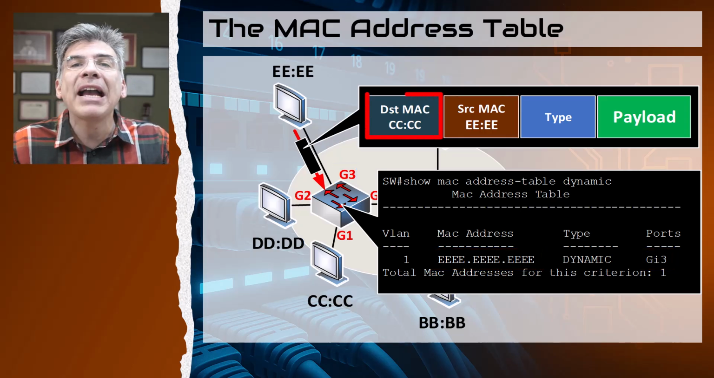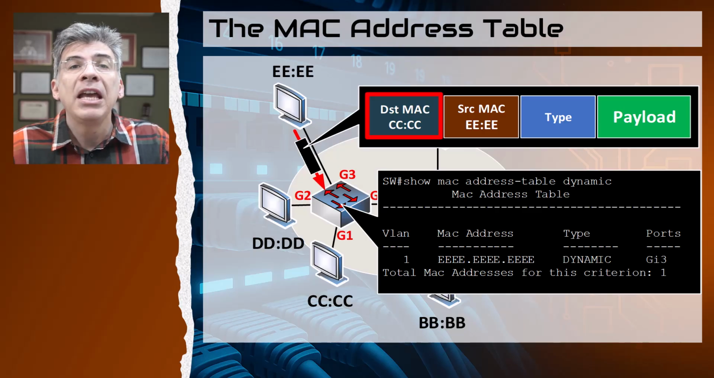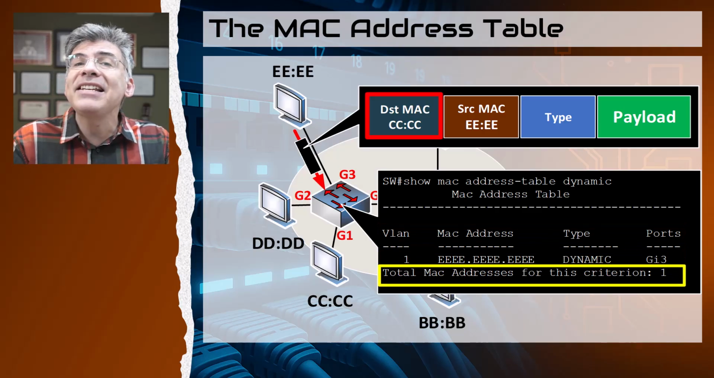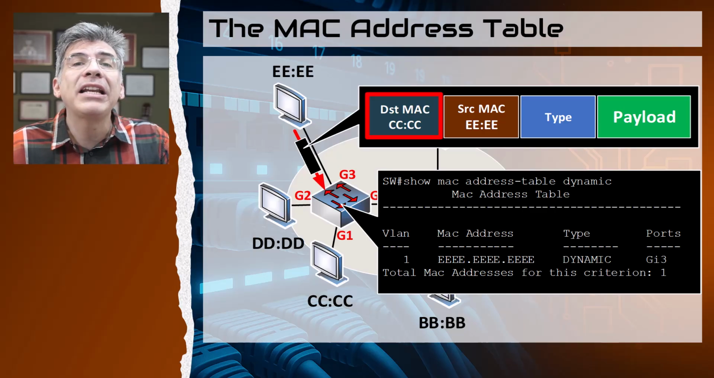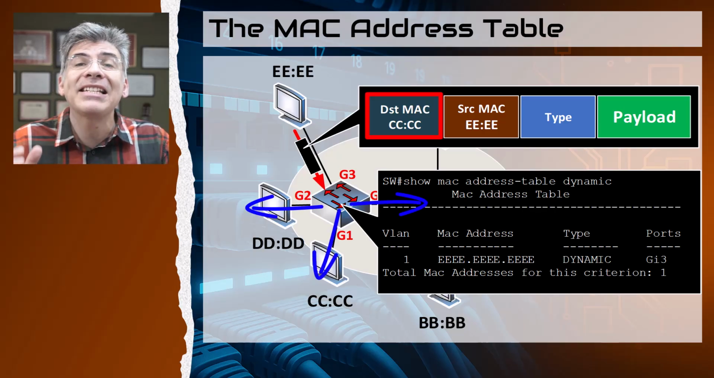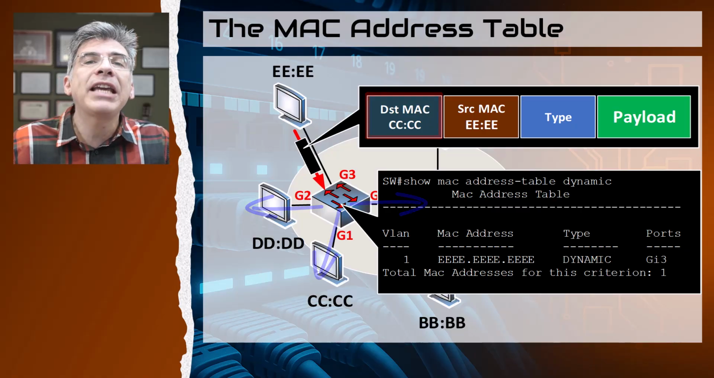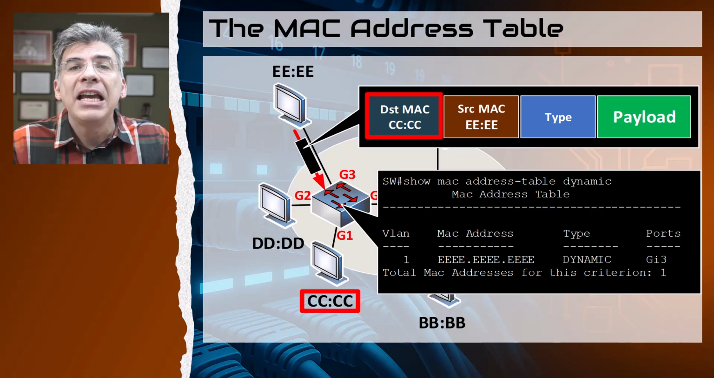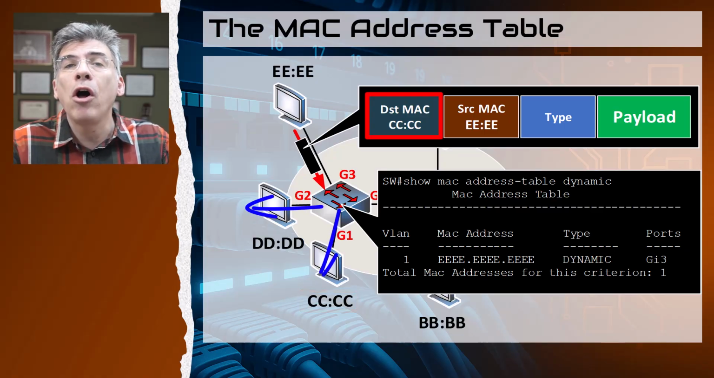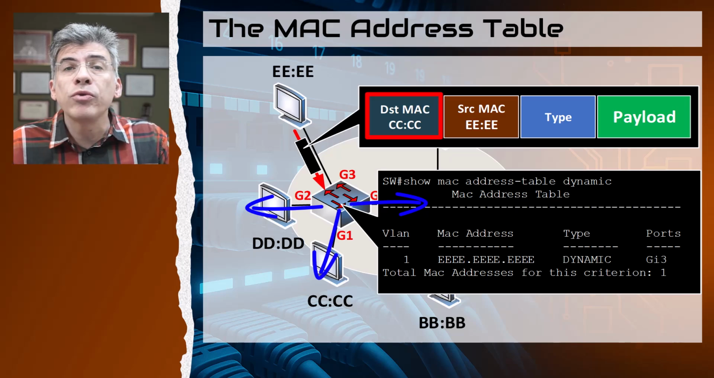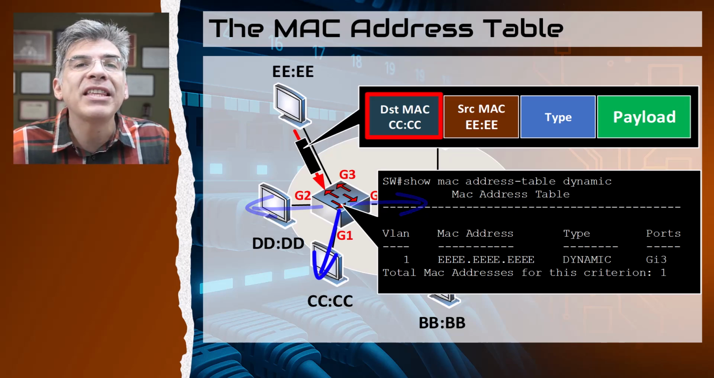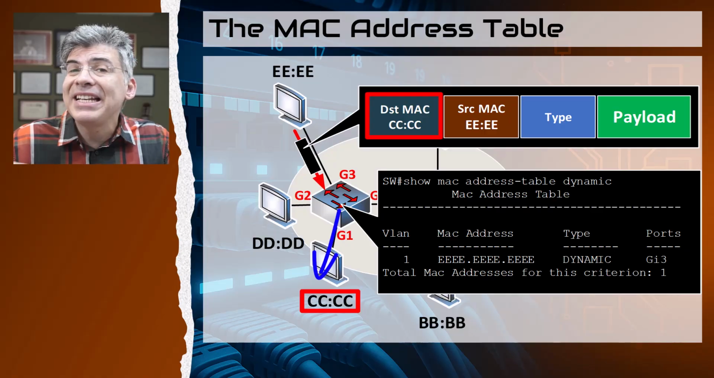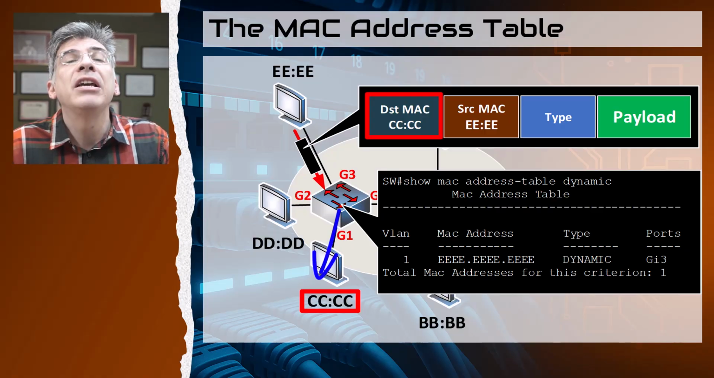Second, the destination MAC address is read. It is looked up in the MAC address table, and if it exists, it's forwarded out of the corresponding switch port. If it does not exist in the MAC address table, as is the case here, the frame is actually forwarded out of every other port of the switch, except the one it came in on. So in our case, we don't see the MAC address of the destination, which is CCCC, in the MAC address table. So it's sent out of all ports. Now all of the hosts receive this frame, but only the host with the specific destination MAC address receives it and processes it. The rest of the hosts simply drop it.